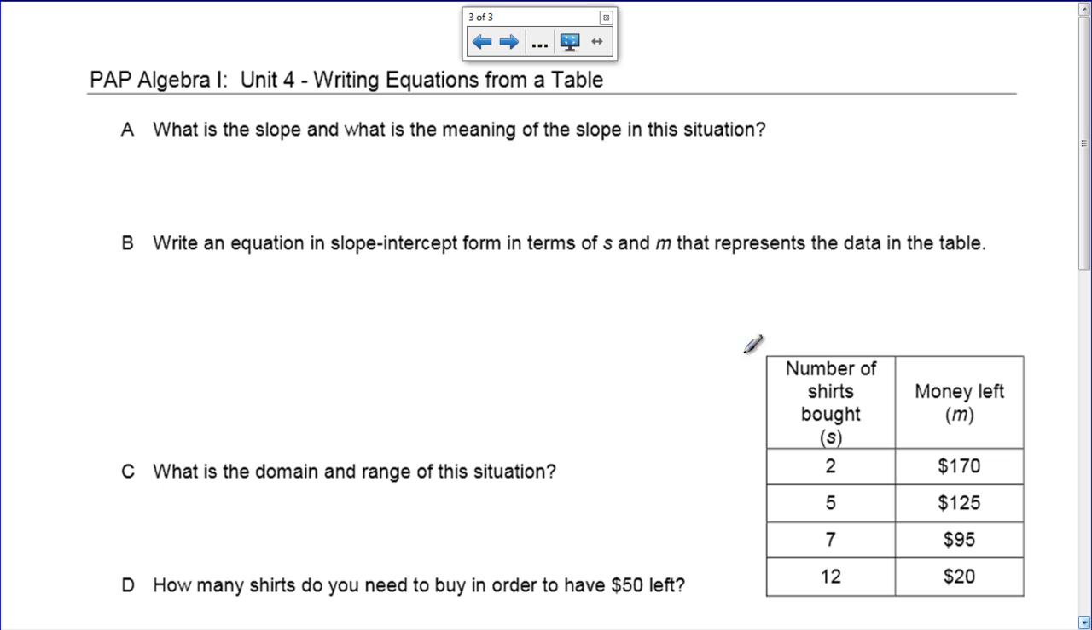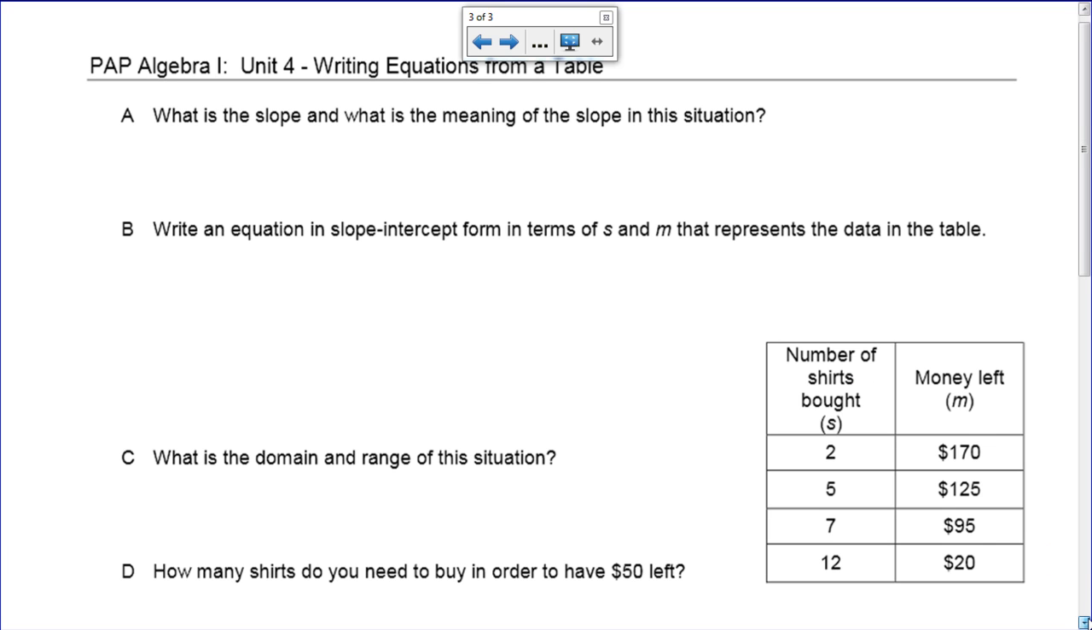Using this table, we're going to find the slope. So the first thing we're going to do is find our change. So my change from 170 to 125 is 45, and since they're getting smaller, it's negative 45 because it's the amount of money I have left. And then from 2 to 5 is plus 3. So my slope happens to be negative 45 over 3, and if I simplify that, it becomes negative 15.